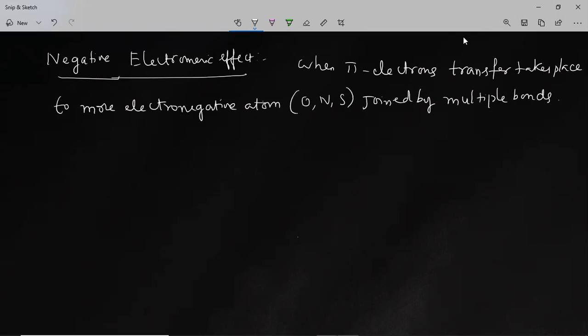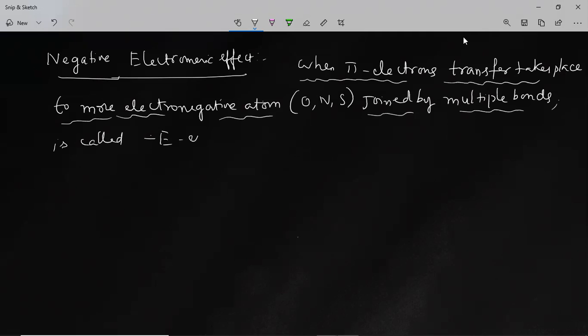As we all know, oxygen, nitrogen and sulfur are capable of forming double bonds with other atoms like carbon. In such a case, the electron transfer takes place between carbon and these atoms towards them, as they are electronegative. So when the pi electrons transfer takes place to a more electronegative atom joined by multiple bonds, that is called the negative electromeric effect.